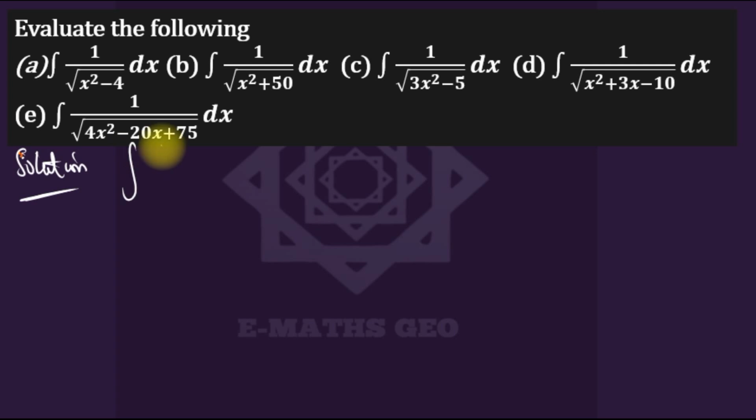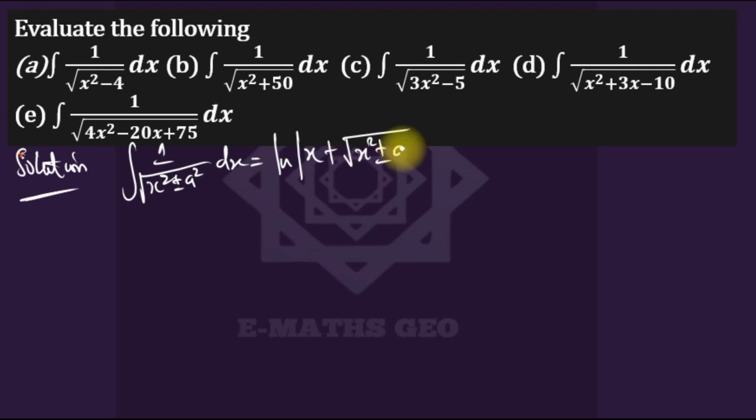That's that the integral of 1 over the square root of x squared plus or minus a squared dx is ln of x plus the square root of x squared plus or minus a squared, plus k. So that's what we'll be using to solve all the questions.